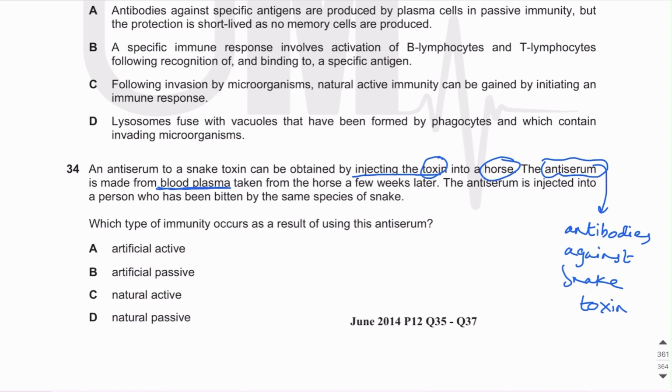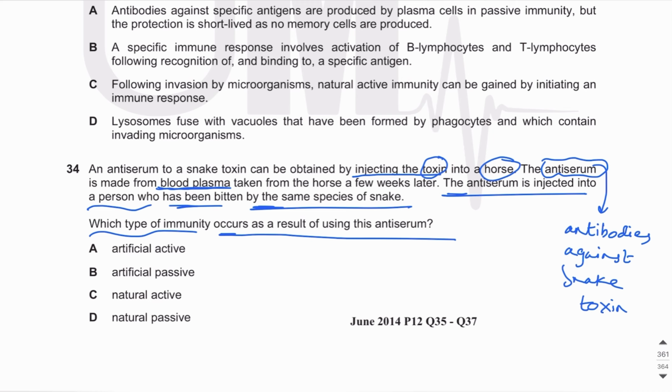toxin. Now they are saying that this antiserum, which was obtained from the horse, is injected into a person who has been bitten by the same species of snake. What type of immunity occurs as a result of using this antiserum? So if you're injecting antiserum into a human, you are basically injecting antibodies. So whenever you inject antibodies to provide immunity, that is artificial passive. Why artificial? Because you're injecting. And why passive? Because you're giving the patient antibodies and not an antigen. Right? So the answer is B.